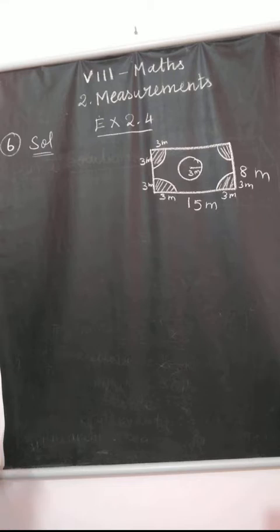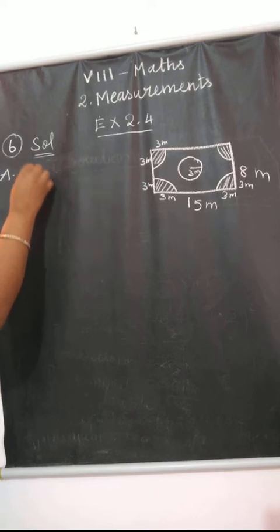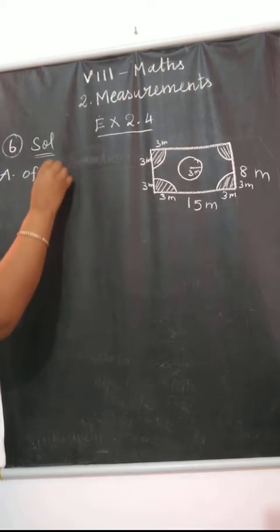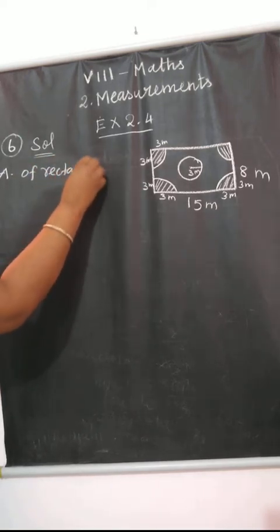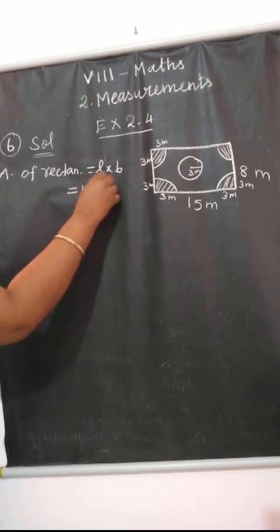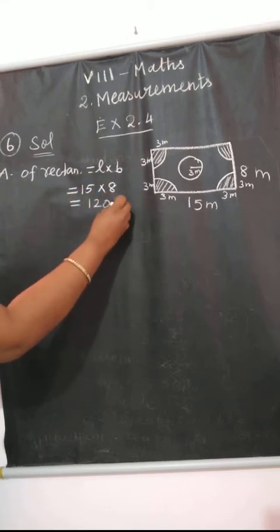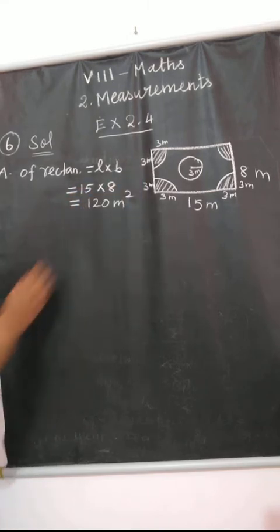Now see the solution. First identify the area of the rectangle. Formula: L into B. Length 15 into 8. 15 8s are 120 square meters.